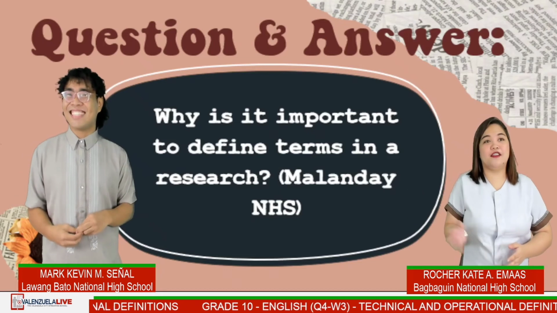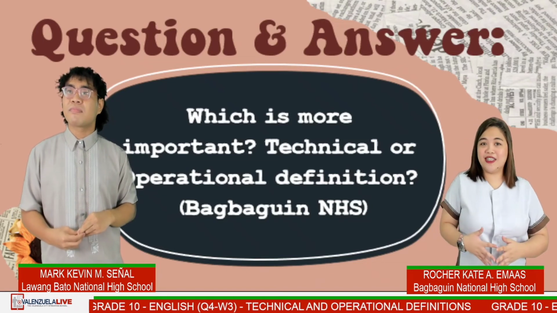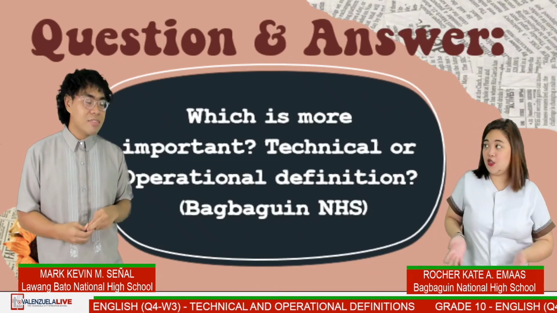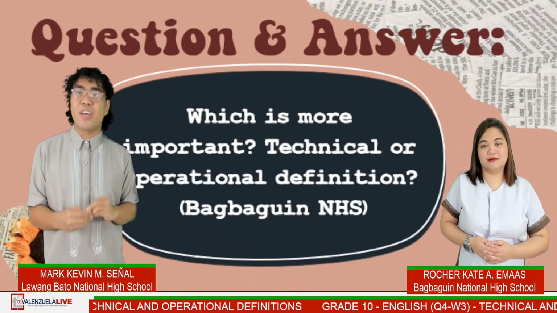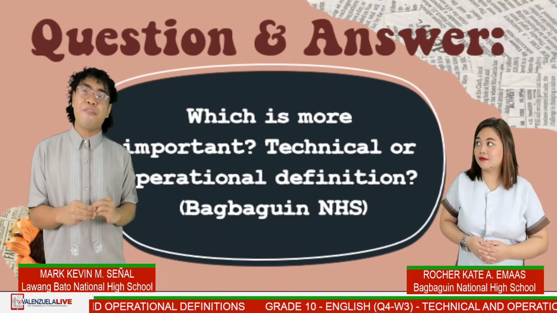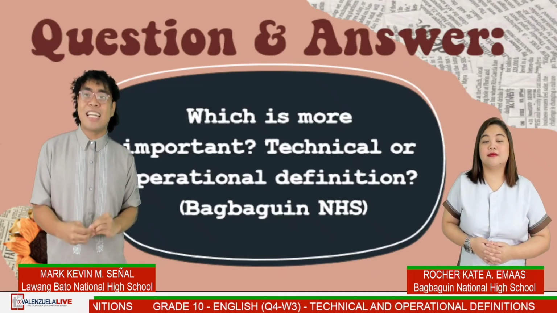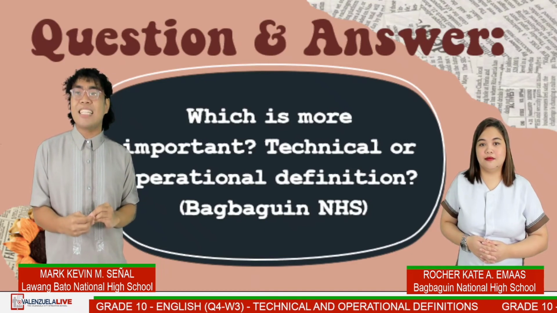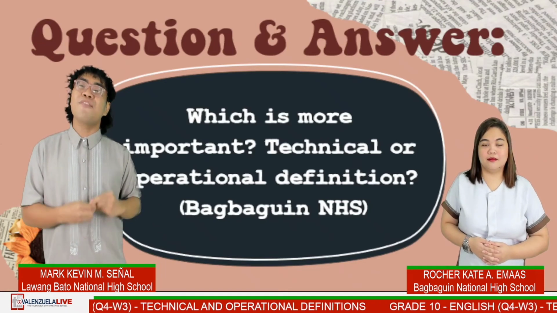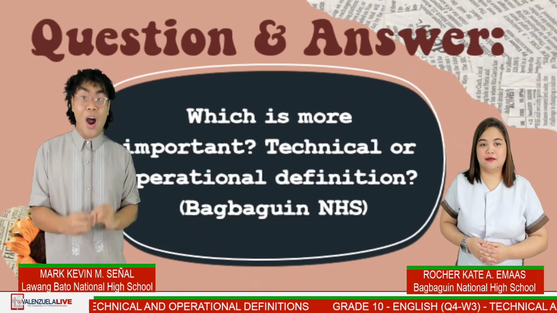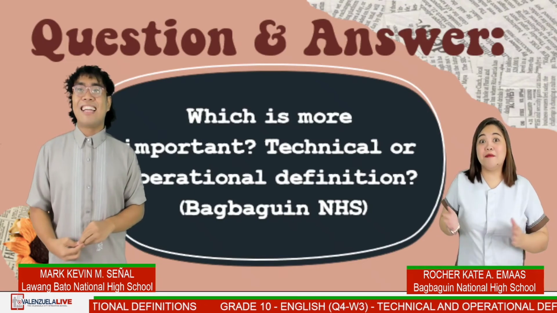Now, next question is from Bagbagan National High School. They asked Sir MK, which is more important, technical or operational definition? That's a good and tricky question. Well, both are very much important in making sure that we are providing our readers the definition they need in a specific context. Technical definition would give our readers the detailed description of a term and is commonly seen in dictionaries, while operational definition is used to define terms exactly what the variables are and how they are measured within the context of a research or study. Well, that makes a lot of sense.